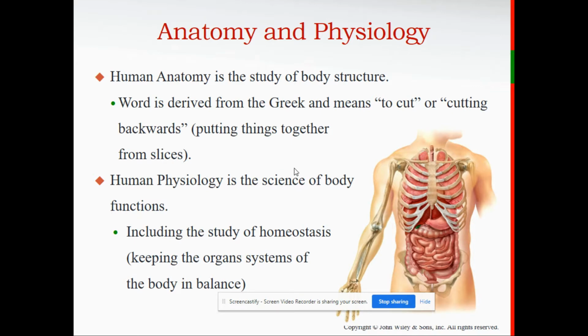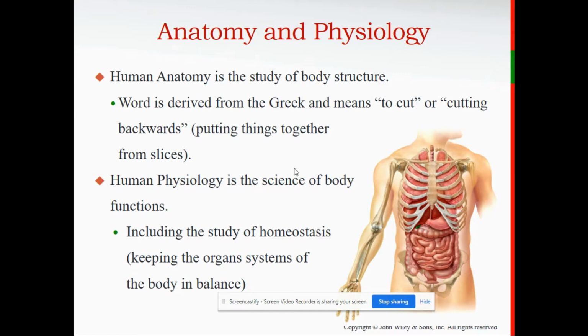So the difference is anatomy is the study of the structure of the body, which is basically what is it? Where is it? What is it attached to? Where do you find it in the body? What is it called? That kind of stuff. The word anatomy is derived from the Greek, which means to cut or cutting backwards, putting things together from slices, kind of like a puzzle. The word physiology refers to the function of the body. How does the body work?